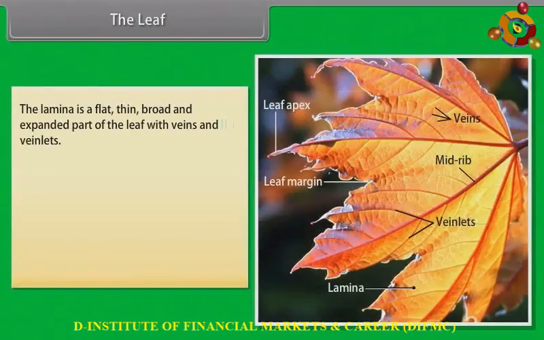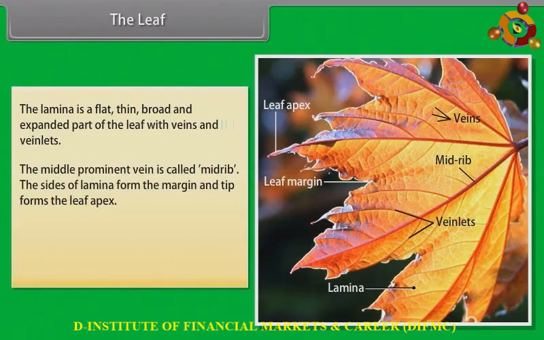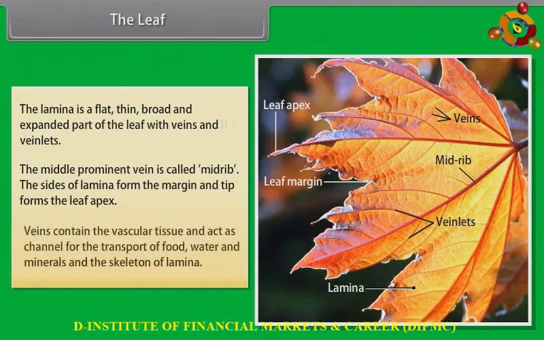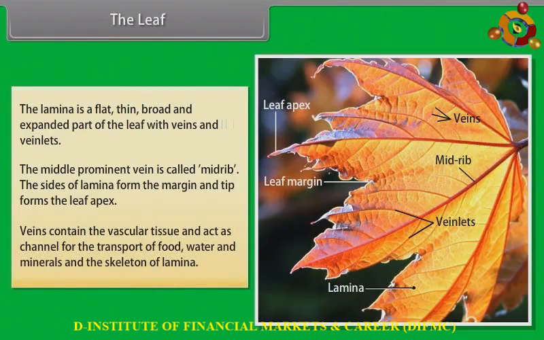The lamina is a flat, thin, broad, and expanded part of the leaf with veins and veinlets. The middle prominent vein is called midrib. The sides of lamina form the margin and tip forms the leaf apex. Veins contain the vascular tissue and act as channel for the transport of food, water, and minerals, and the skeletal framework of lamina.